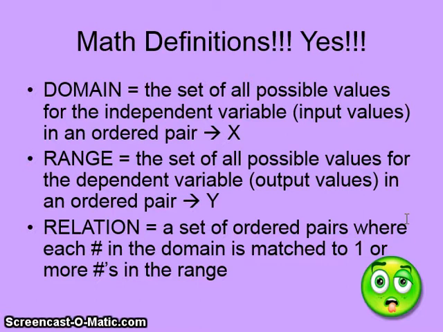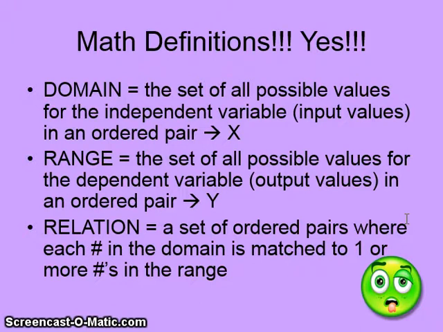The domain of a relation is the set of all the possible values for the independent variable. Those are the ones you put into the function. Now, in an ordered pair, those are your x values. So your domain is simply all your x values. Now, that can be a finite set having a limited amount of elements in the set, or it can be an infinite set, like all the integers or all real numbers.